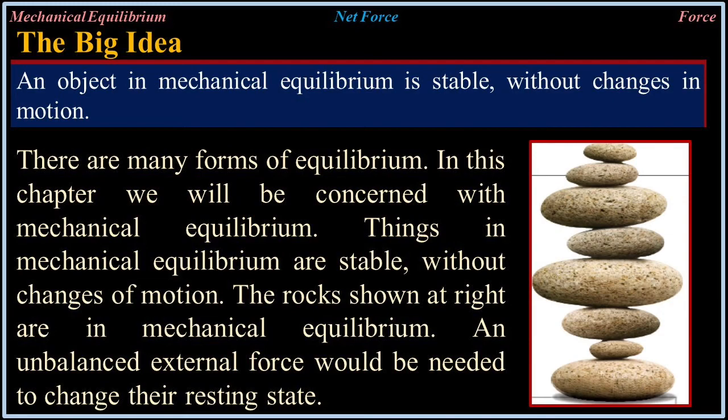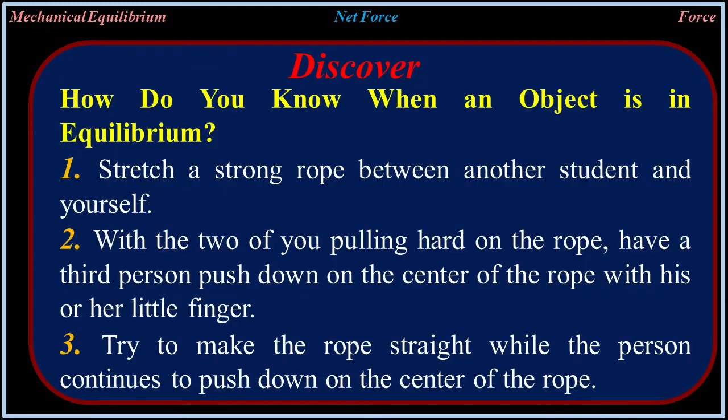The rocks shown at the right are in mechanical equilibrium. An unbalanced external force would be needed to change their resting states. You can see they're all very balanced. All the weight is evenly distributed, very clearly. How do we know when an object is in equilibrium?